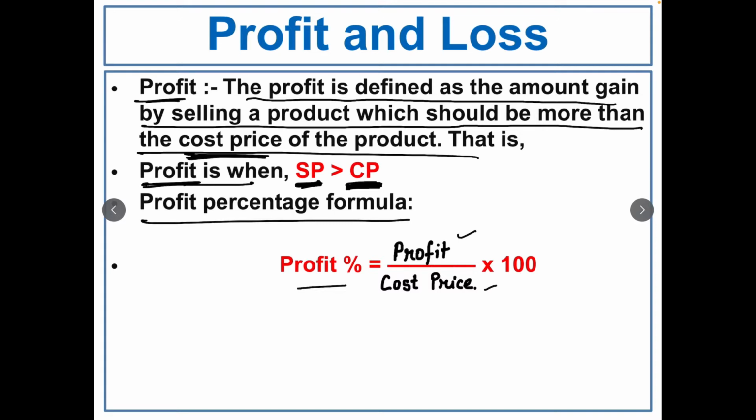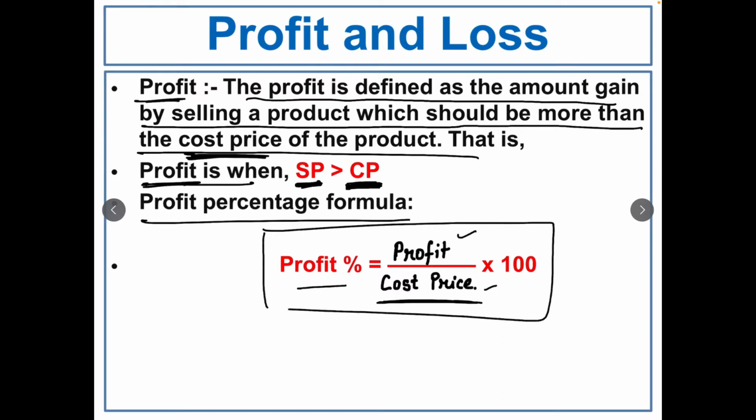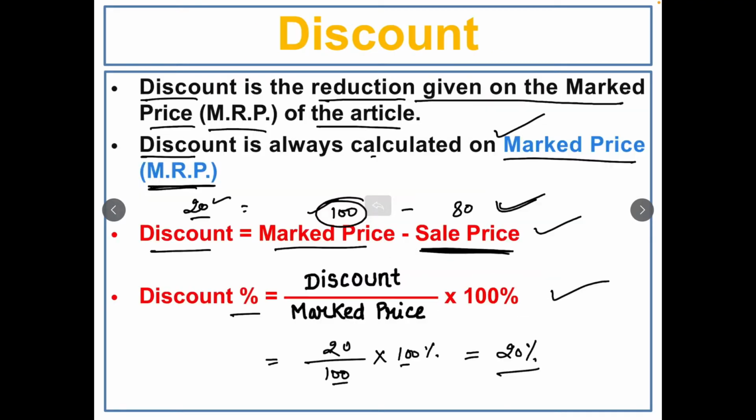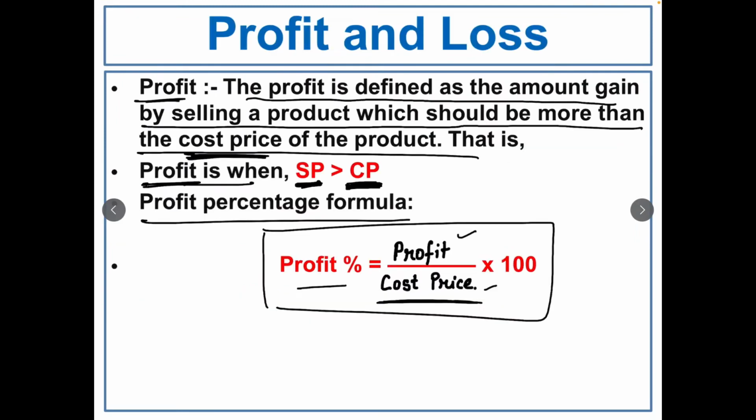You will notice here that the profit is calculated on the cost price. So this is the formula to calculate the profit percent. Keep this formula in mind: profit percent is given by profit divided by cost price into 100. It is similar to what we've studied in the discount percentage, discount divided by marked price. The only difference is that there we had marked price, that is MRP, while in the case of profit we have cost price.